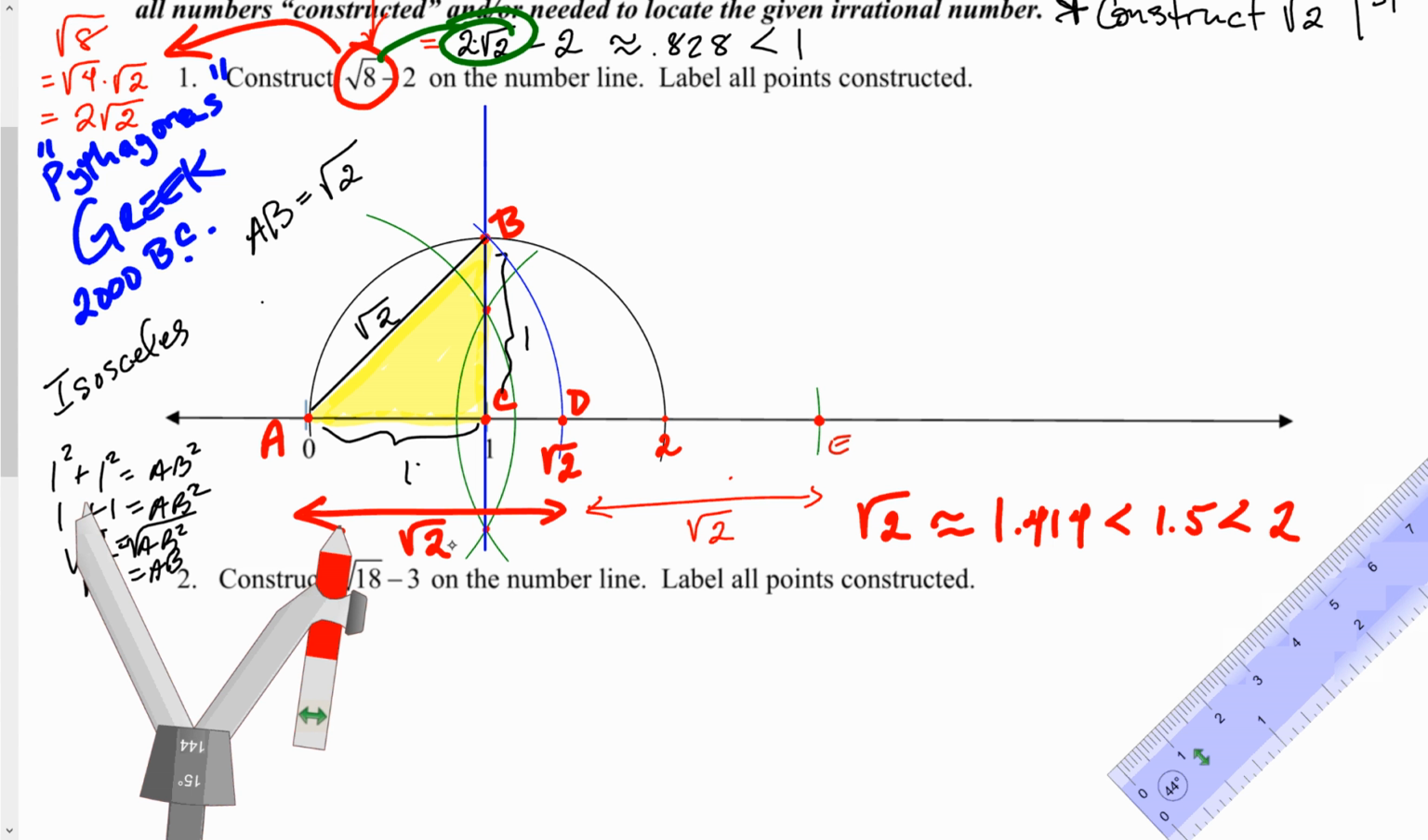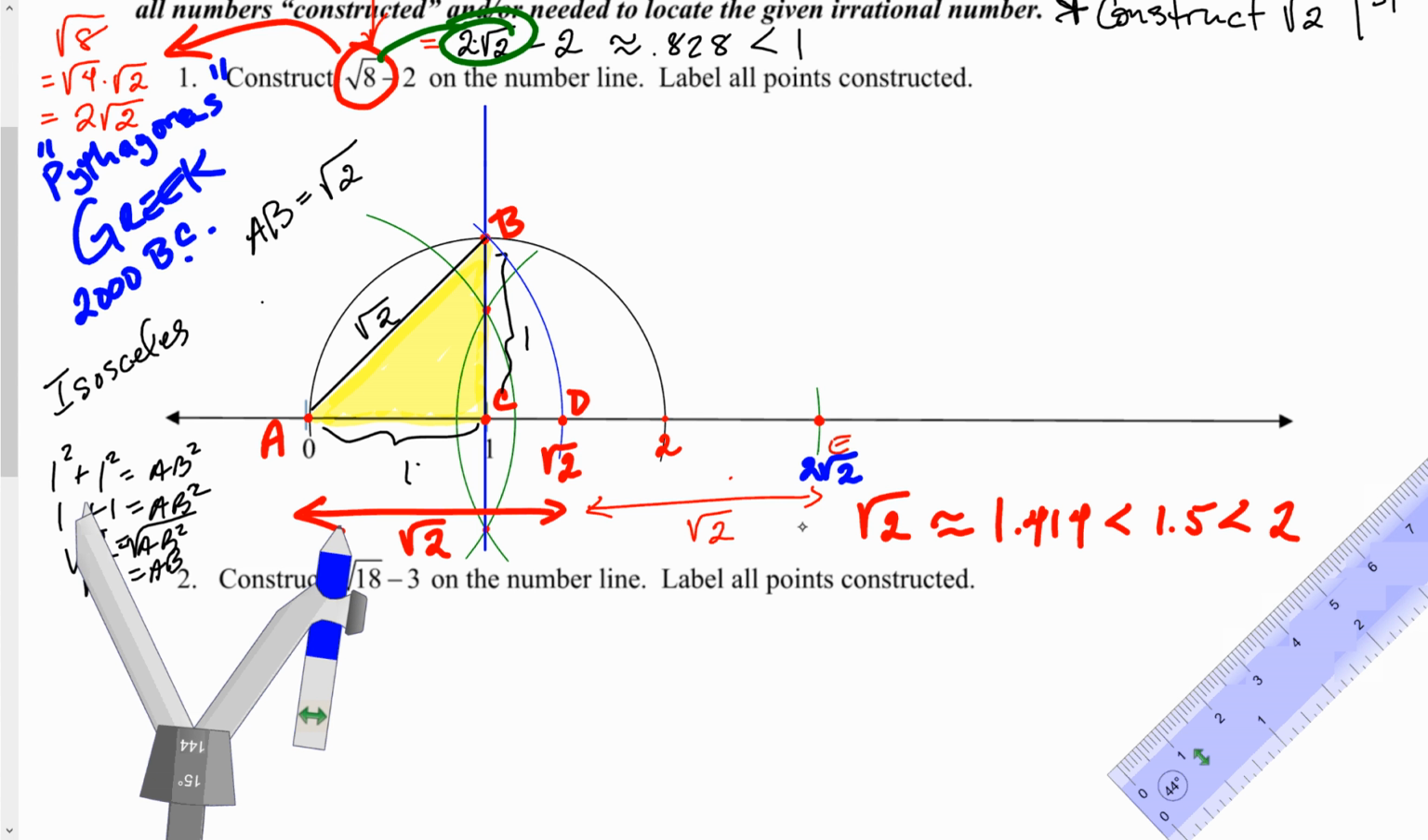So root 2 plus root 2, guess what? Is 2 root 2. So E is 2 root 2. 1 root 2 plus 1 root 2 is 2 root 2. Oh my God, we're doing some serious math here. So E is at 2 root 2. And now I have to get 2 root 2 minus 2.